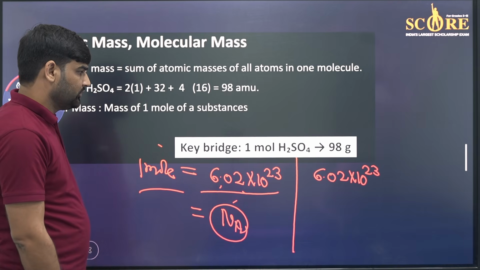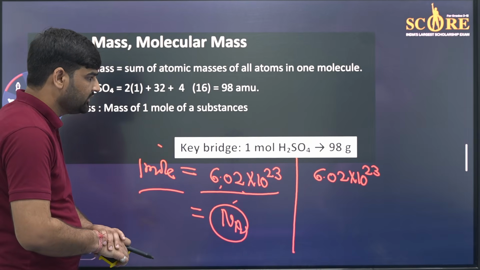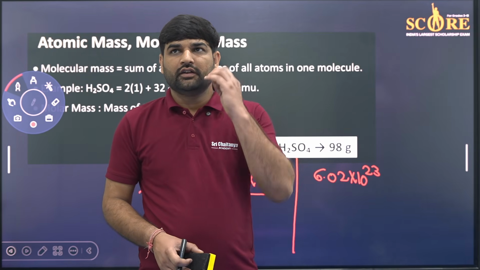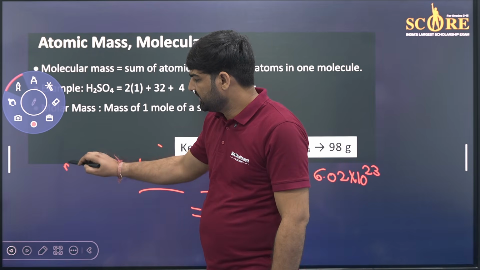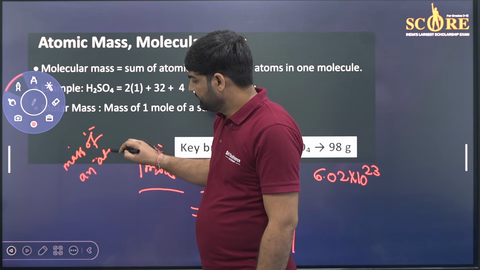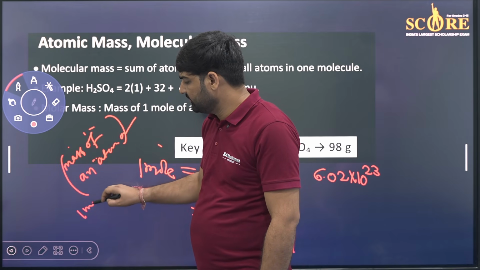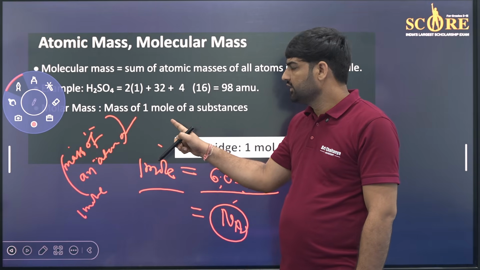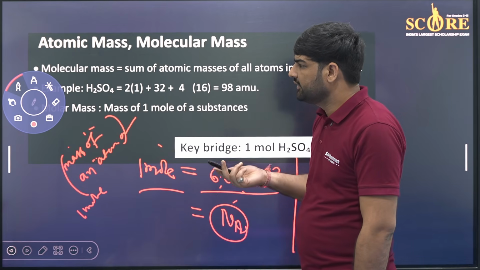Okay, so now we can define what is molar mass. Molar mass means mass of an atom or molecule in gram for 1 mole. It means we have to calculate mass of an atom or molecule. For this we have to take 1 mole of atoms. Here is the definition: molar mass is the mass of 1 mole of a substance. We take 1 mole of substance, and whatever its mass is, that is the molar mass.